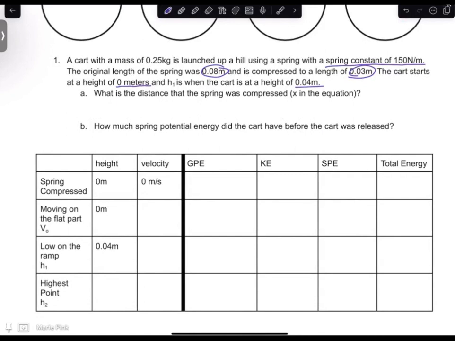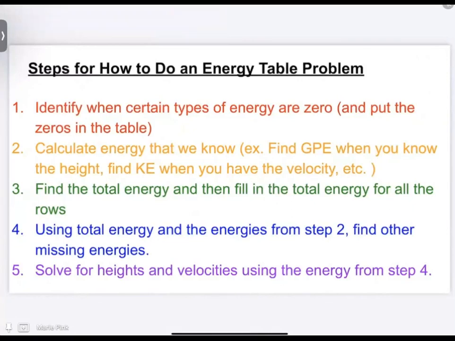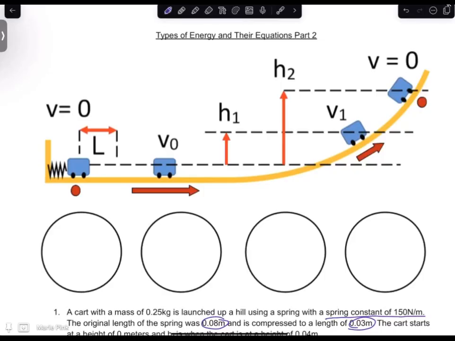All right, so we are going to do an energy table problem where we are going to identify heights and velocities and energies at these 4 different positions. So the first thing that we need to do is identify just what types of energies there are at each of these 4 positions. So the steps that we're going to take, we're going to start with 1, which is identify when certain types of energy are 0 and put the zeros in the table. First, what I'm going to do is identify the 3 types of energies for each of the 4 positions.